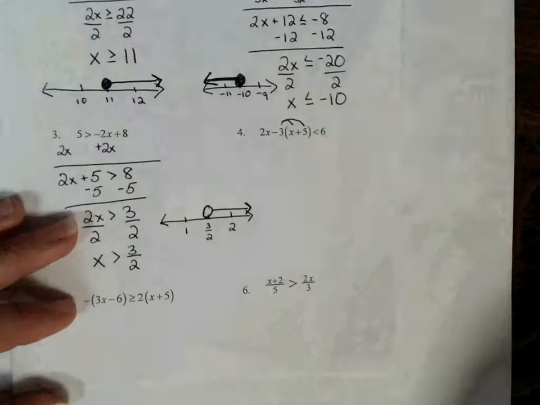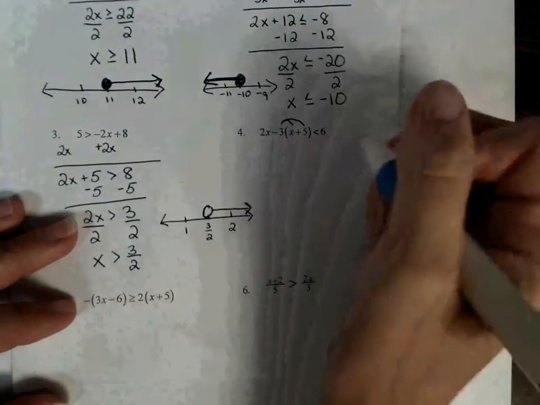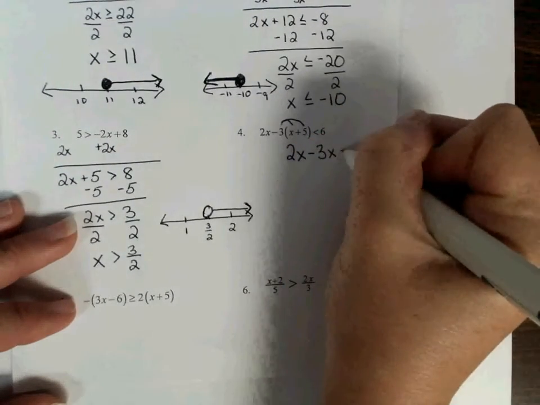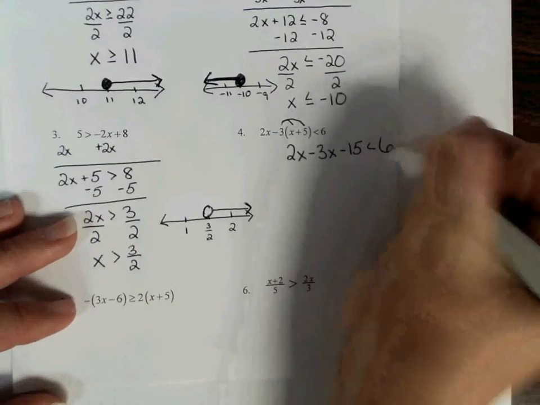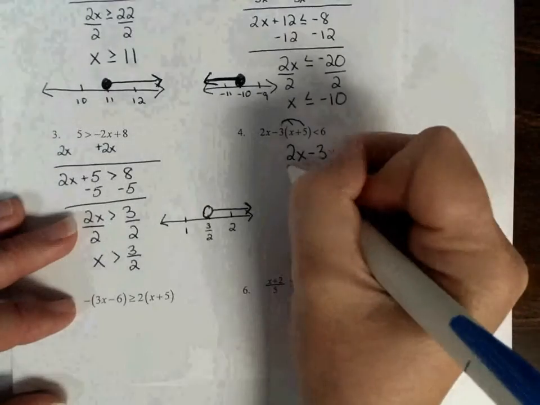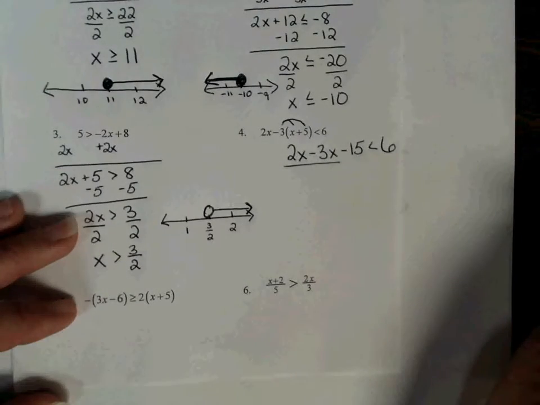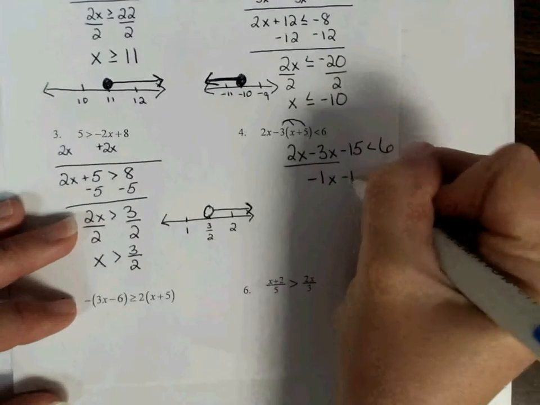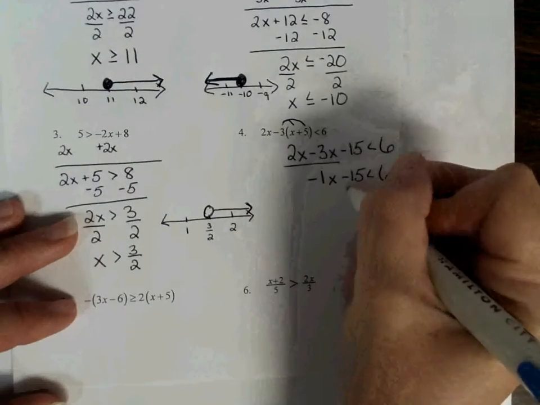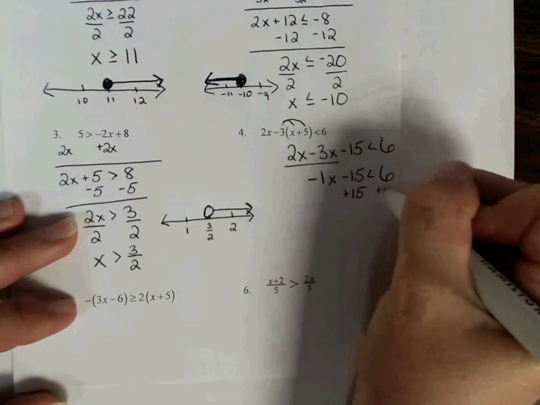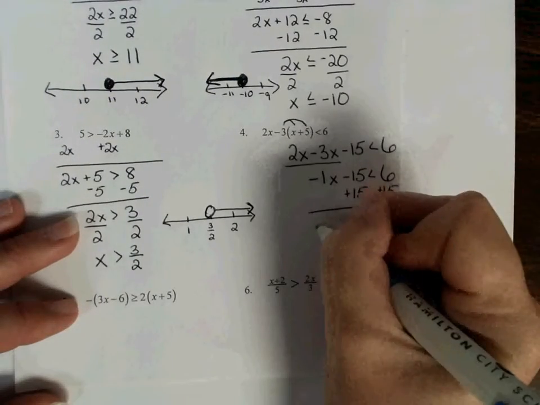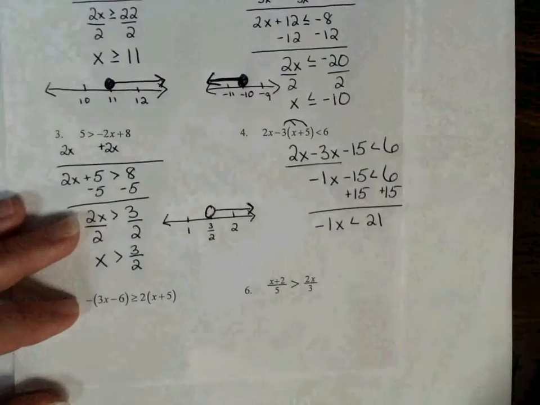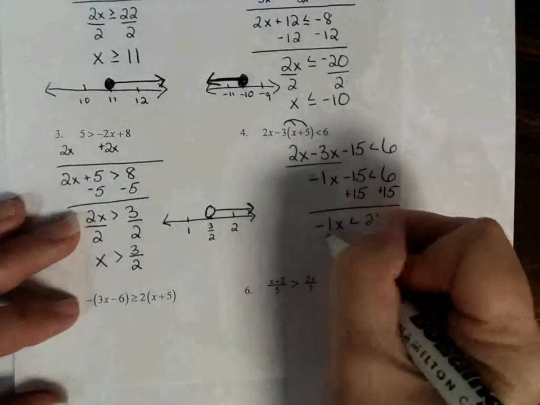Number 4, we need to distribute the negative 3 to everything inside the parentheses. We're going to have 2x minus 3x minus 15 is less than 6. Like terms are 2x and negative 3x. So 2 minus 3 is negative 1x. I'm going to add 15. I get negative 1x is less than 21.